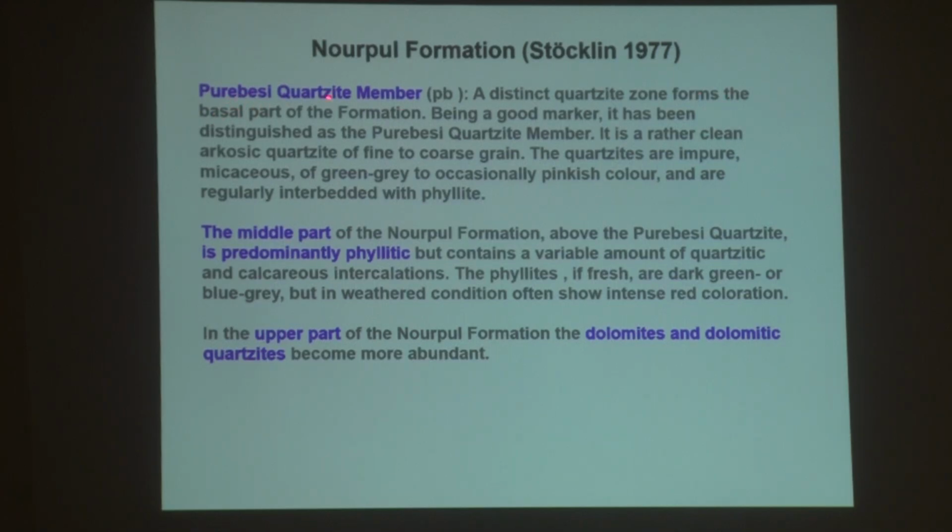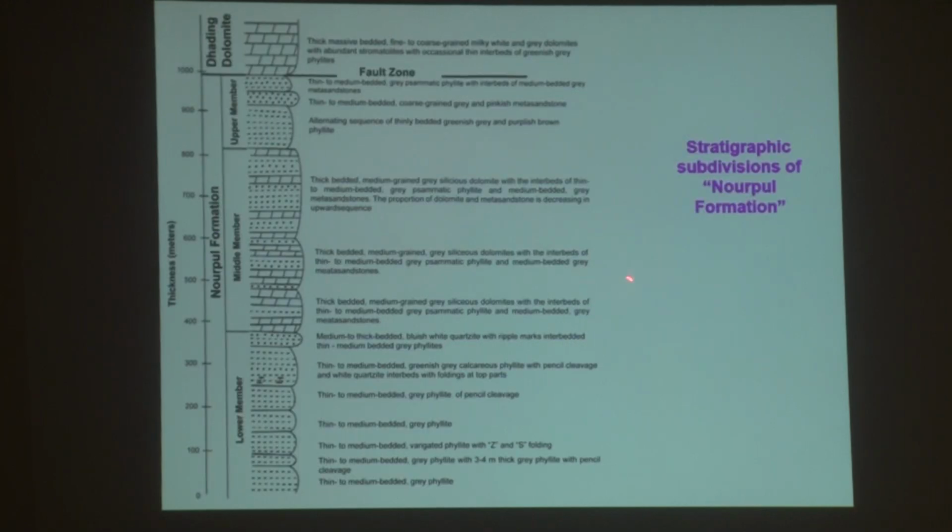The lower part contains quartzites, as you can see. In the middle part, we have phyllites, basically. The upper part contains dolomite, basically some dolomite with slates and other things. So these three things: quartzites, phyllites, and dolomites. But here you see that they have phyllites here, no quartzite, they have dolomite in between, and then again phyllites. So this is nothing to do with this Nurpur formation.